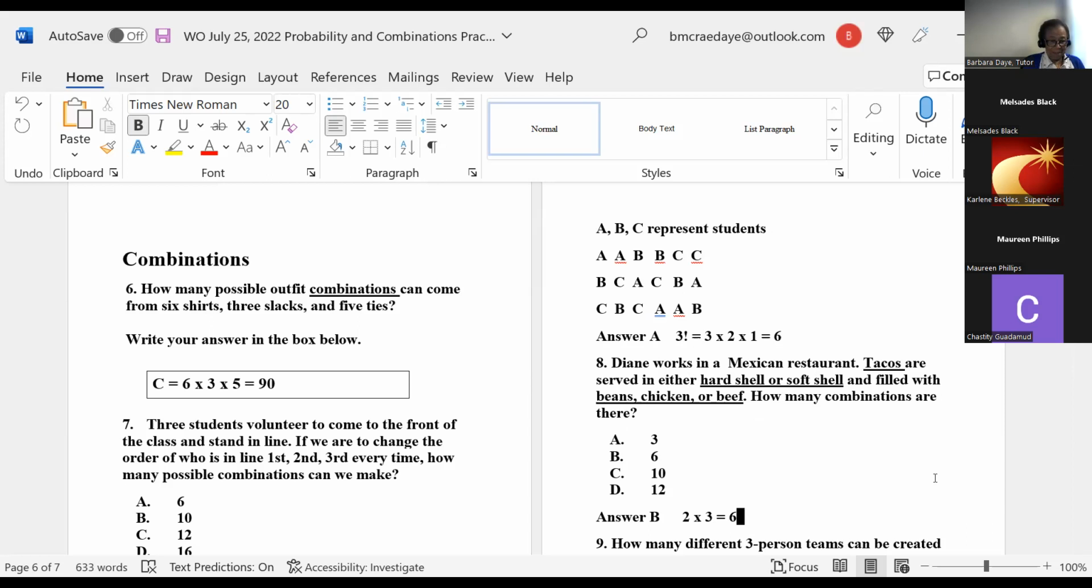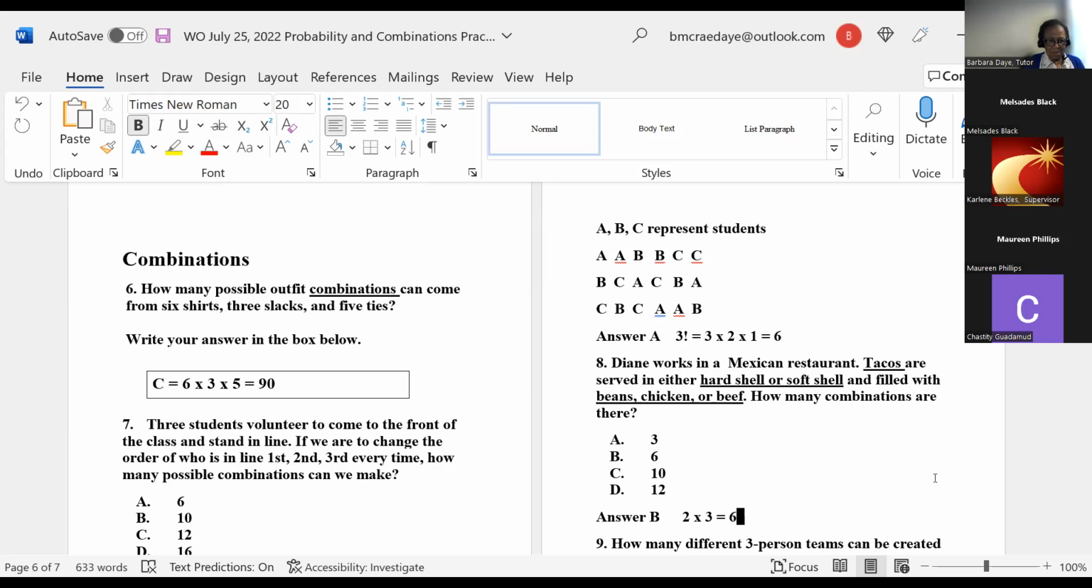I'm looking at, okay, so I have 2 hard shell. So I'm looking at, I have 3 different fillings. I have beans, I have chicken or beef, right? So I'm gonna do 3 different fillings. So I said 3, 6, 9, 12. Why are you saying 3, 6, 9, 12? Because it's 3 different fillings.